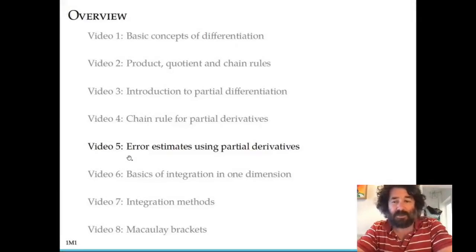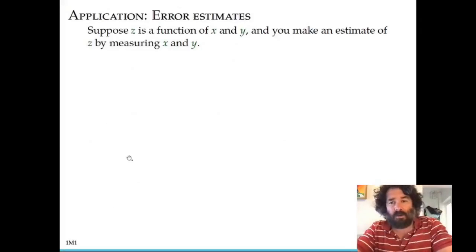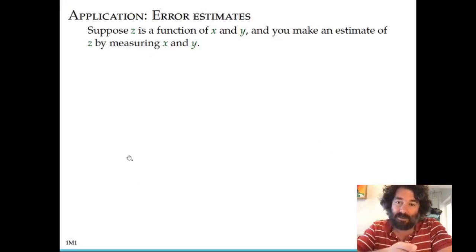Today I'm going to be discussing error estimates using partial derivatives. Suppose we have a function z of two variables. Similar comments could also apply if there were more than two variables, but we're just going to discuss the case of two variables. z is what you're really interested in, but z is a function of two variables, x and y, that you measure. So you measure x and y, and then you calculate z based on some formula.